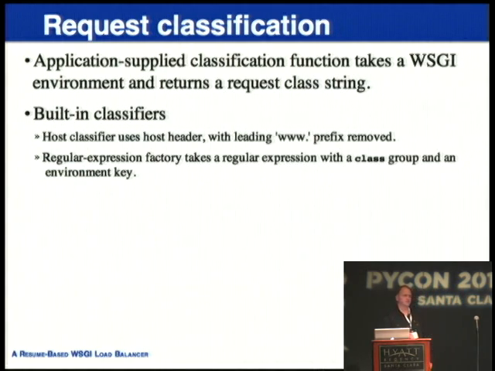There are some idiosyncrasies in our stack of caches and things where the host header actually gets lost, so we end up doing something slightly different. And then there's another classifier factory that takes a regular expression and the name of a key from the WSGI environment, and it simply applies that regular expression to the key, and the regular expression has a named group. If the regular expression matches, then that group is extracted, and that's the request class. But you can supply whatever sort of function you might need.